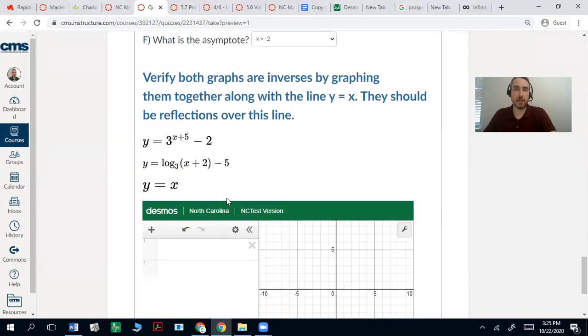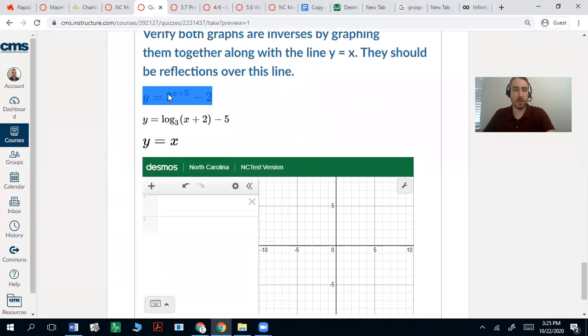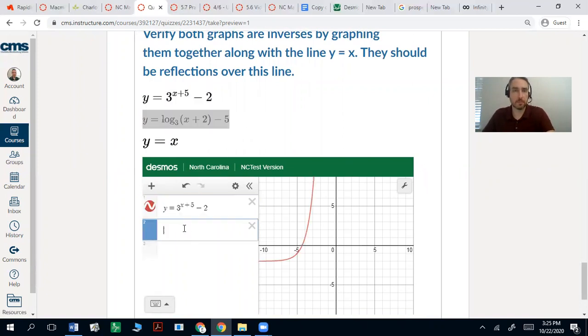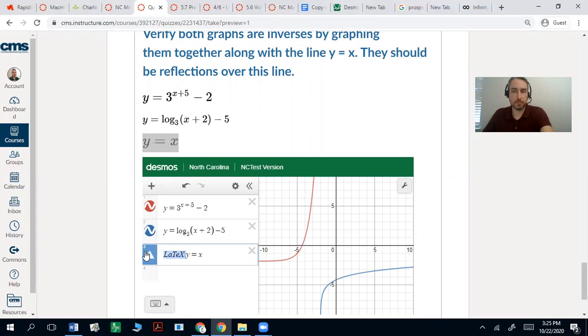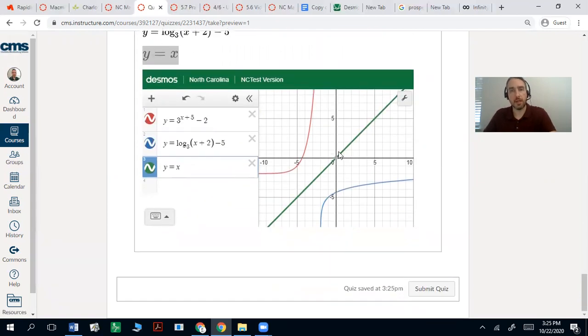So let's verify they're inverses. And as you can see, they are reflections over the line y equals x. And take a look at those intercepts. You see how they're flipped. So that's kind of a verifying aspect of it. And that answers the question.